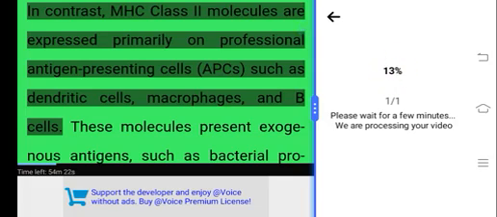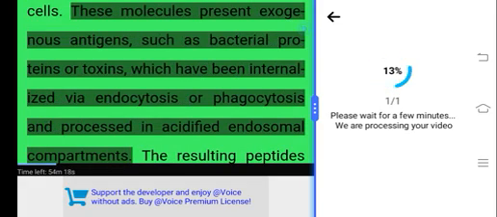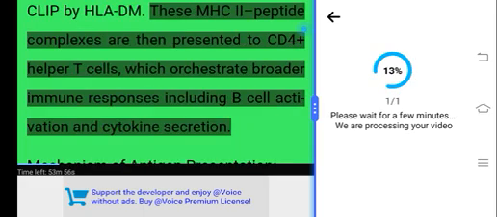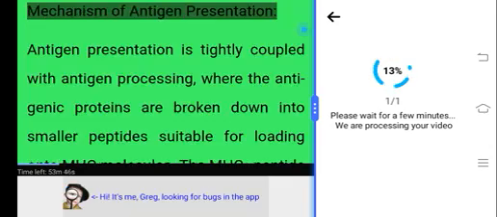In contrast, MHC class II molecules are expressed primarily on professional antigen-presenting cells, APCs, such as dendritic cells, macrophages, and B cells. These molecules present exogenous antigens, such as bacterial proteins or toxins, which have been internalized via endocytosis or phagocytosis and processed in acidified endosomal compartments. The resulting peptides are loaded onto MHC II molecules after the removal of the invariant chain and clipped by HLA-DM. These MHC II peptide complexes are then presented to CD4+ helper T cells, which orchestrate broader immune responses including B cell activation and cytokine secretion. Mechanism of antigen presentation.